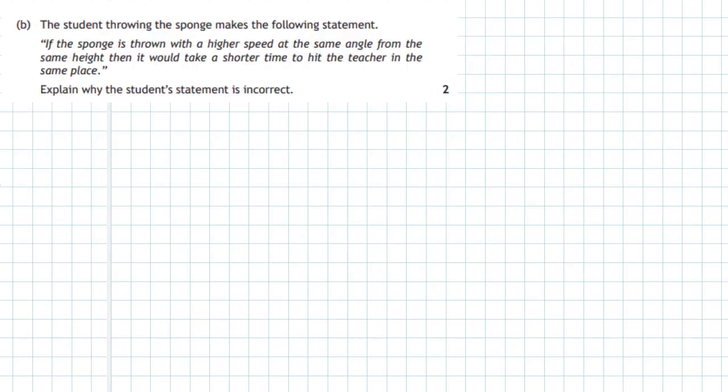Question 1, Part B. The student throwing the sponge makes the following statement. If the sponge is thrown with a higher speed at the same angle from the same height, then it would take a shorter time to hit the teacher in the same place. Explain why the student's statement is incorrect. Now, to answer this question, we're going to take you over to the PHET site where they have a simulation for a projectile. It's an amazing site and you can learn a lot about these physics just by experimenting with this site. Okay, let's go over.